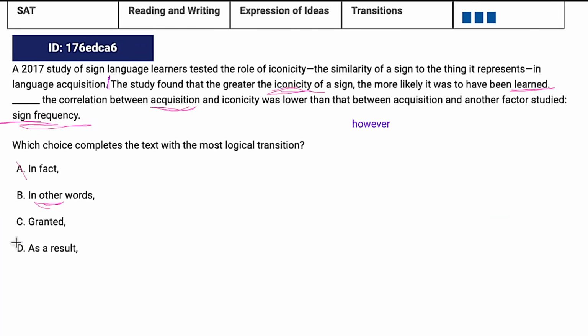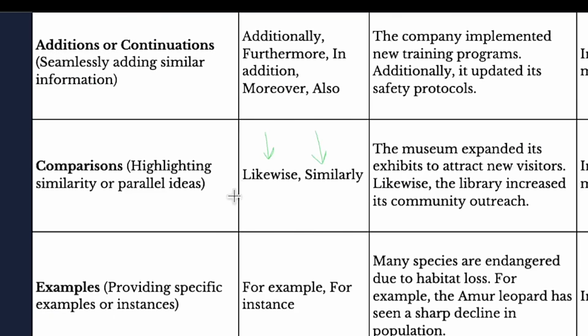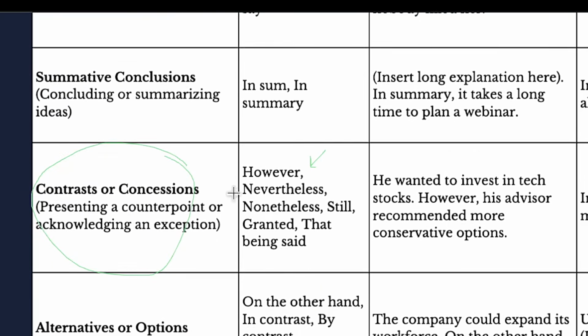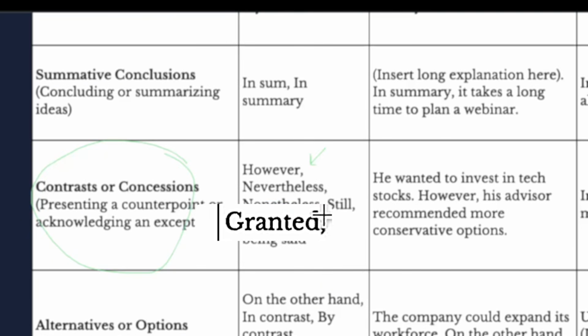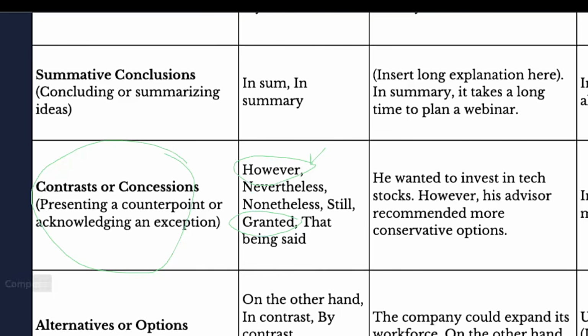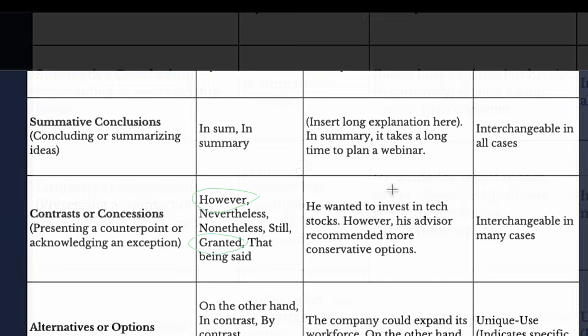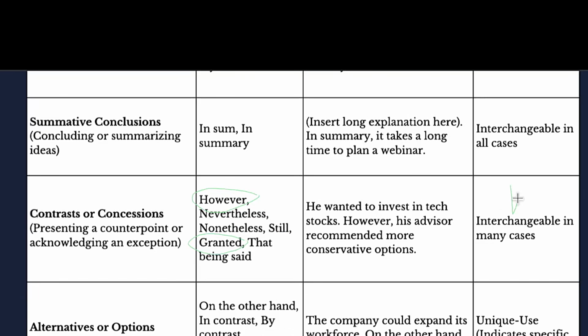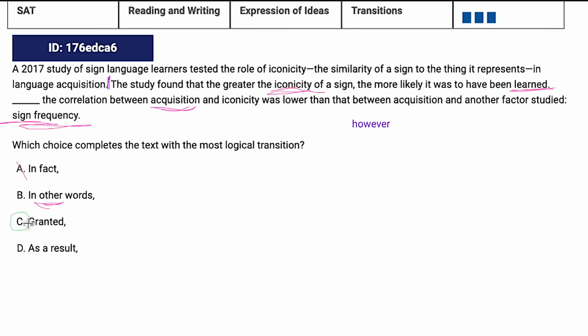Granted. Let's say I don't know what granted means. We could go ahead and look at our list and we could try to find granted. And if we get down to here, we see that it actually is in the same category as however. Now, if you are using this list, which again, you could download for free in the description, you do want to check this column to see if they're interchangeable. If it says interchangeable in many cases or most cases, you're pretty good to go ahead and switch those out for each other. Basically, it's saying we could actually use the word granted in the same place that we could use the word however. So I'm going to go ahead and circle it.